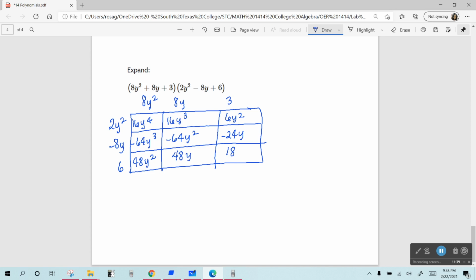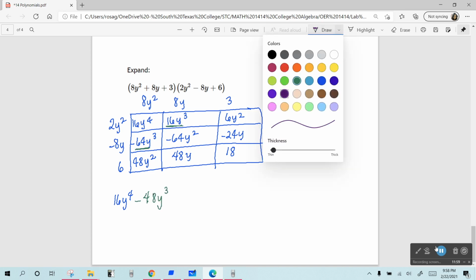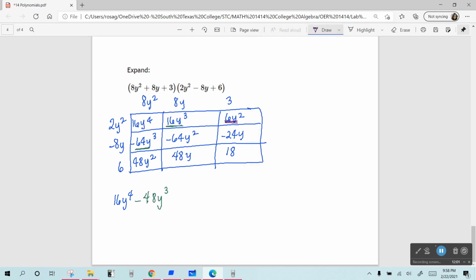Okay, now I'm going to combine them. I'm going to just rewrite them. So 16y to the 4th. Now, y to the 3rd, I can combine this one with that one. That's negative 48y to the 3rd. The squares, this one with this one, minus 58y squared.